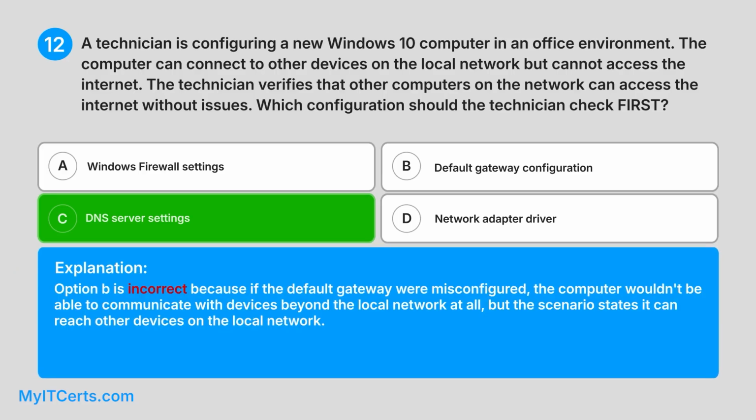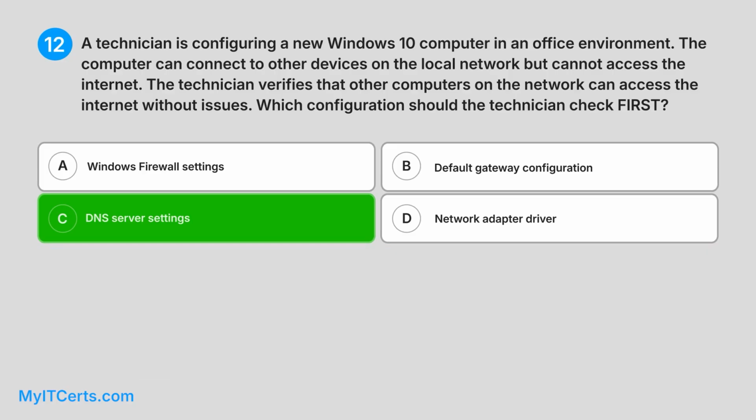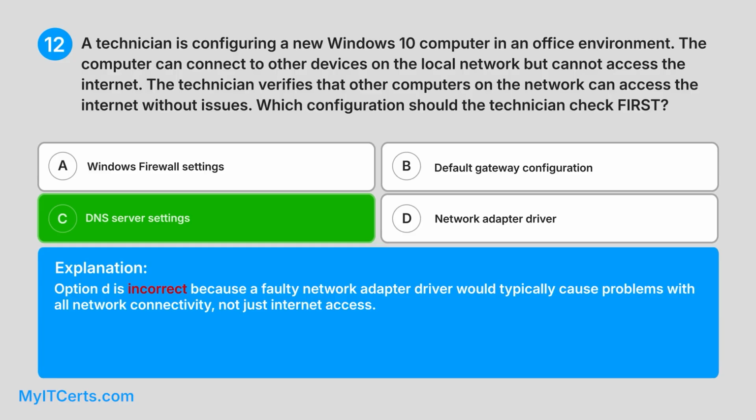Option B, default gateway configuration, is incorrect because if the default gateway were misconfigured, the computer wouldn't be able to communicate with devices beyond the local network at all, but the scenario states it can reach other devices on the local network. Option D, network adapter driver, is incorrect because a faulty network adapter driver would typically cause problems with all network connectivity, not just internet access.